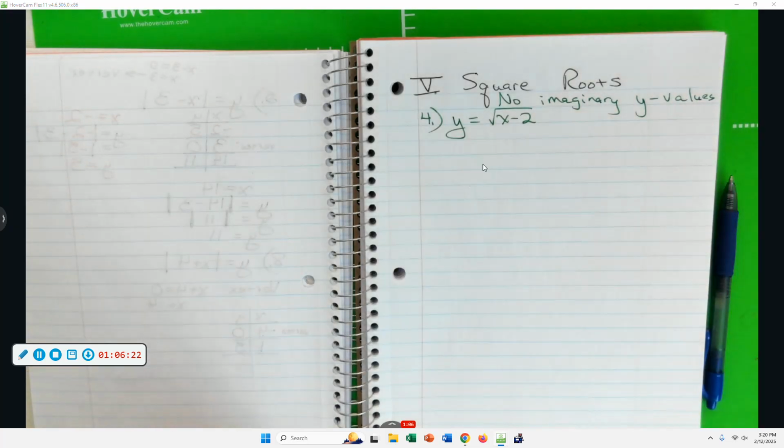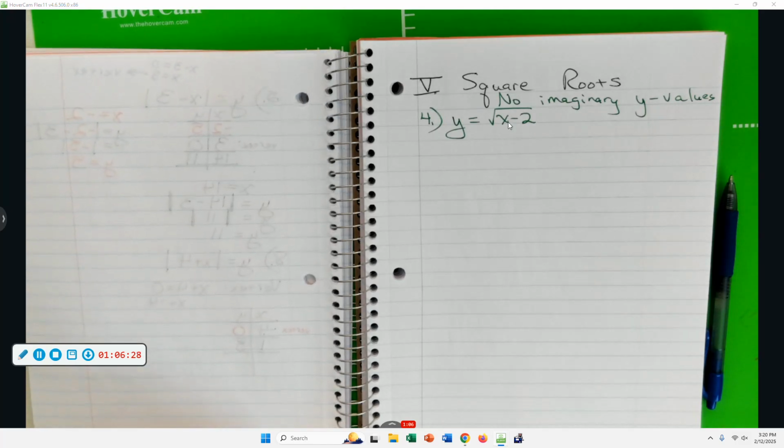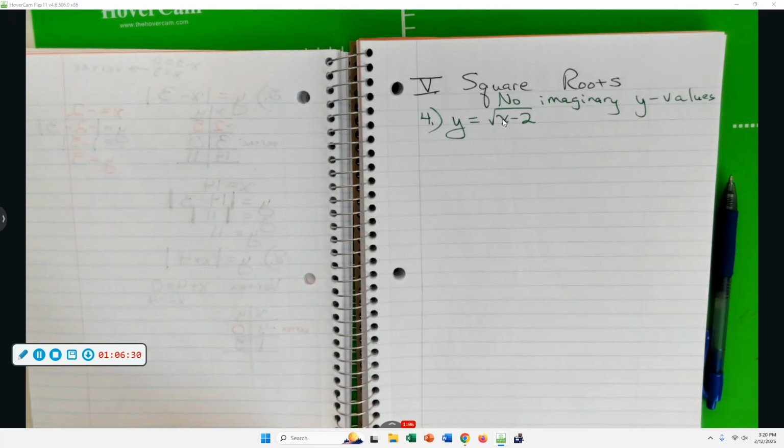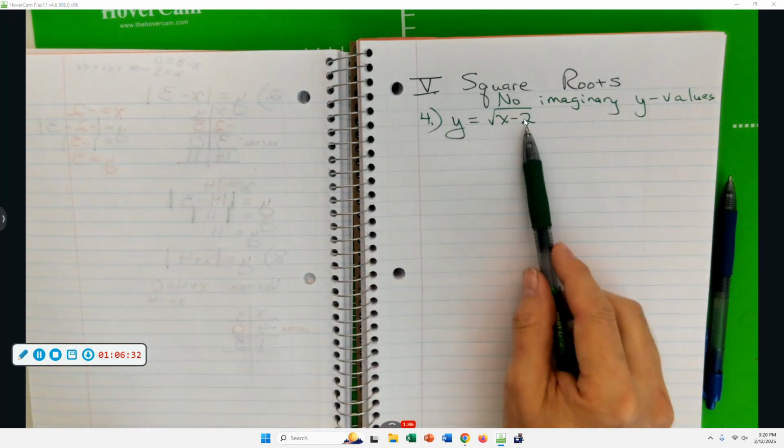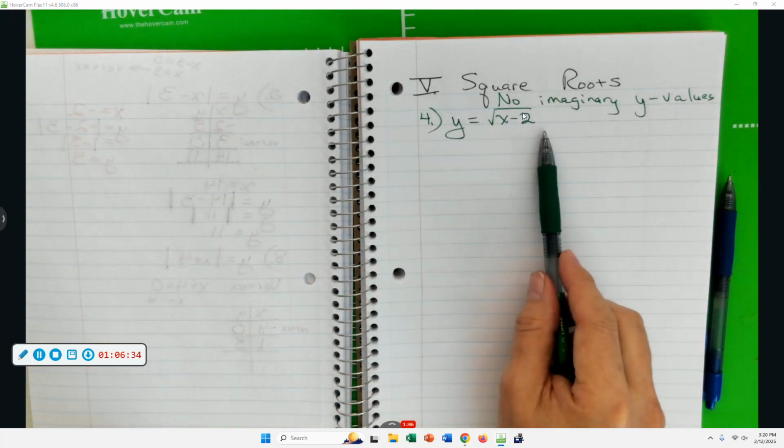So you can't plug a 0 in for x. Could I plug in a negative 5 for x? Would that give me a real number? Negative 5 minus 2? No, that's a negative 7 under the square root.